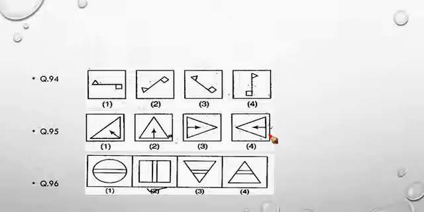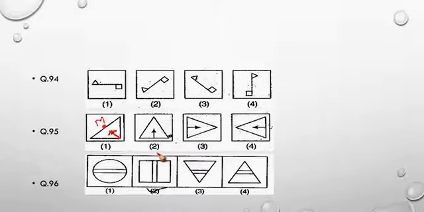Let's check the direction and the origin or starting point of the arrow. In case of option 1 in problem number 95, the arrow is starting or originating from one of the corners of the triangle, and it is going towards the side, the middle part of the side.